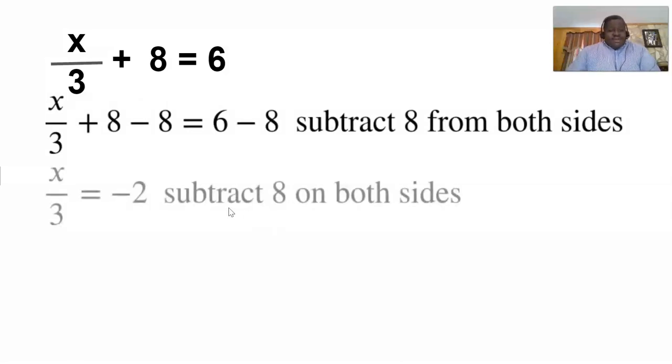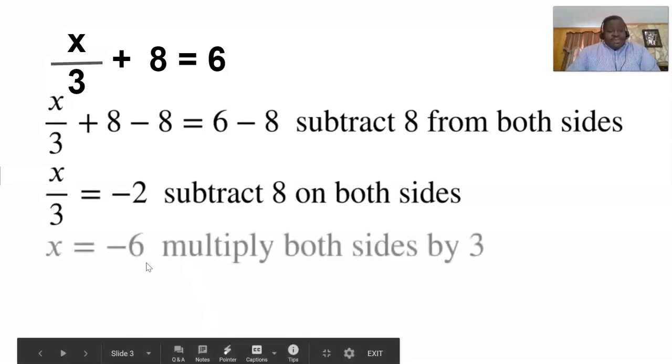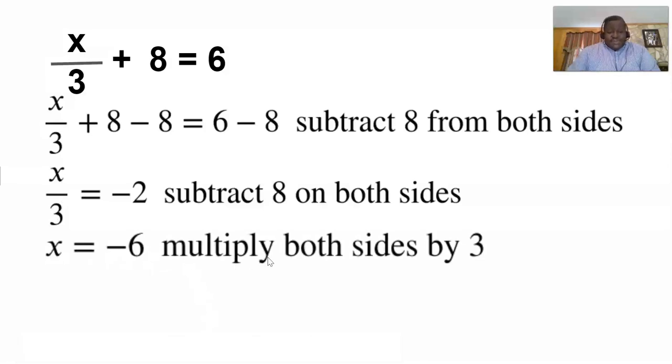When we simplify, we'll have x over 3 equals negative 2. And that's because we subtracted 8 on both sides. This is dividing. So what's the opposite of dividing? That's multiplying. So we're going to multiply both sides by 3. So we get x equals negative 6.